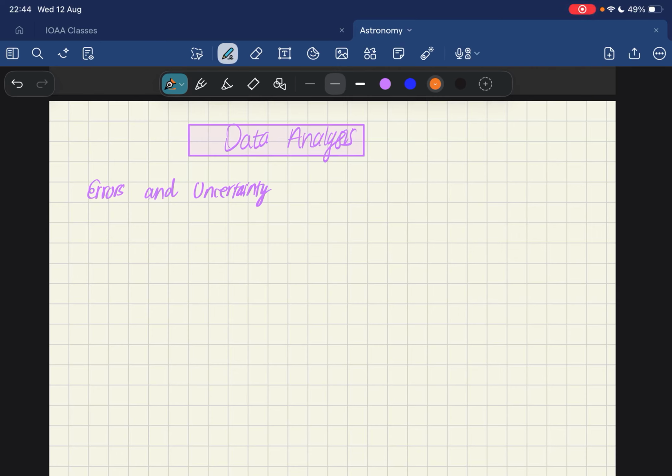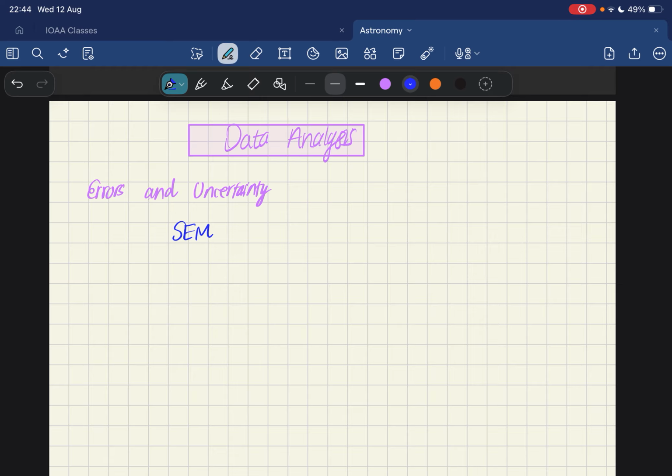Hello. Today we're going to talk about errors and uncertainties. We're going to talk about standard error and the types of errors. Let's start with the most basic one, SEM, which is standard error of the mean.